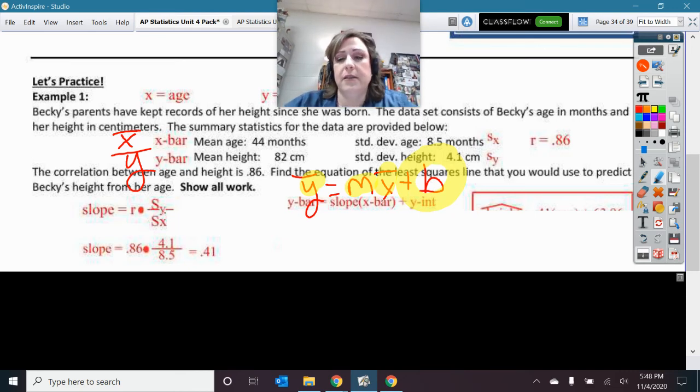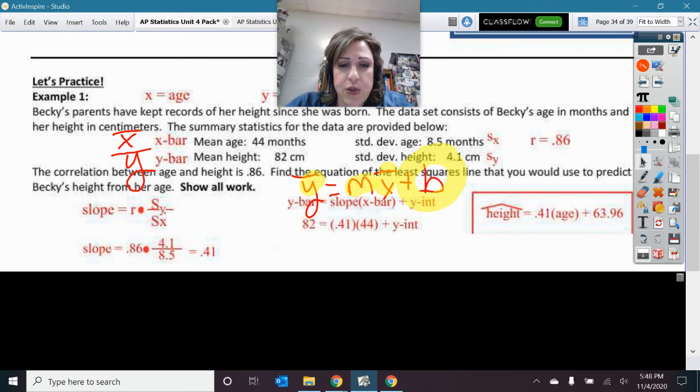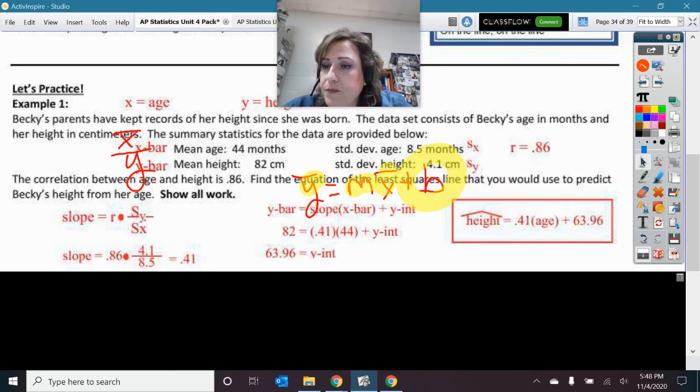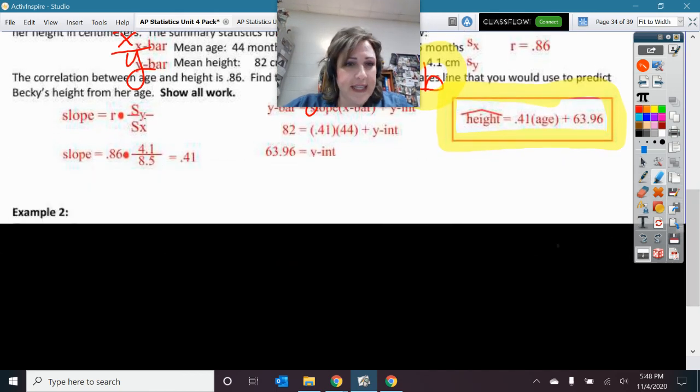So do that. So then I come over here. There it is. 82 equals slope times x bar. And I solve for y-intercept. Y-intercept is 63.96. So that then gives me this equation right here. Predicted height is 0.41 times her age plus 63.96. That's it. Okay, and that's the last thing of this lesson.